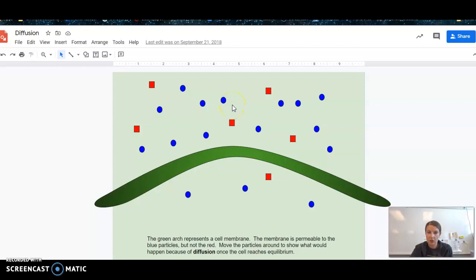is achieved. So if you guys can imagine, if you need to move a blue particle, you just put your cursor over that till you get like the cross with arrows, and if you need to move the red particle, do the same thing. So you are just going to show me what this will look like after equilibrium is achieved. Remember that this green arch right here is a cell membrane, and that cell membrane is permeable to the blue particles, but not the red.